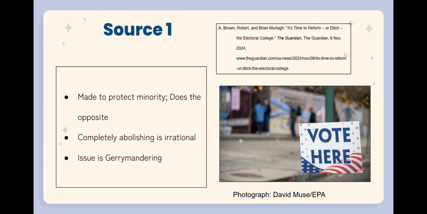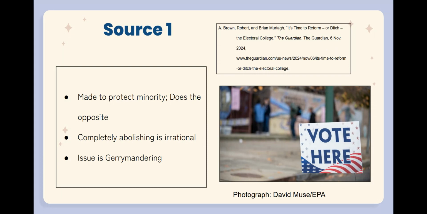The first source that I thought would be helpful in addressing this would be Robert A. Brown and Brian Murtaugh's Guardian article titled "It's Time to Reform or Ditch the Electoral College." What they essentially found was that the Electoral College was made to protect the minority, as I discussed before with the Founding Fathers. But now it does the opposite because it gives more power to the minority states over the large populous states, even though they may have more votes.